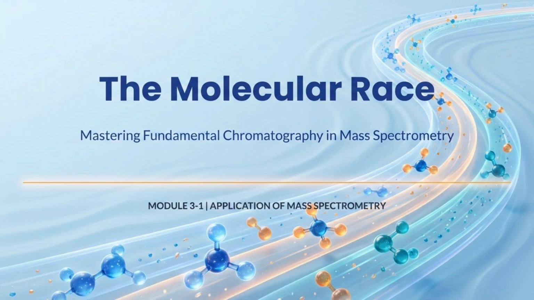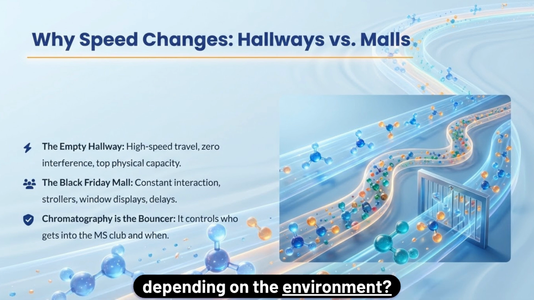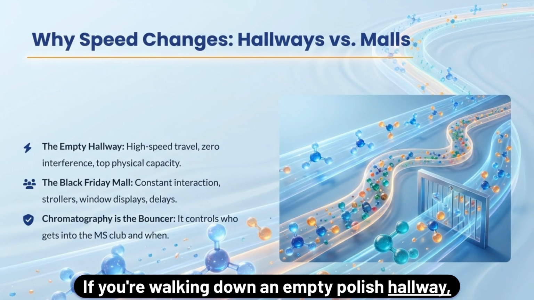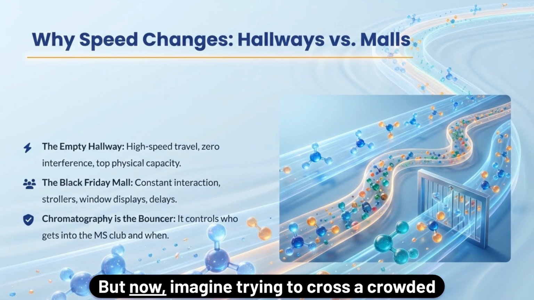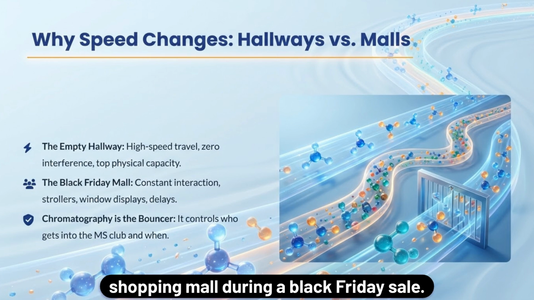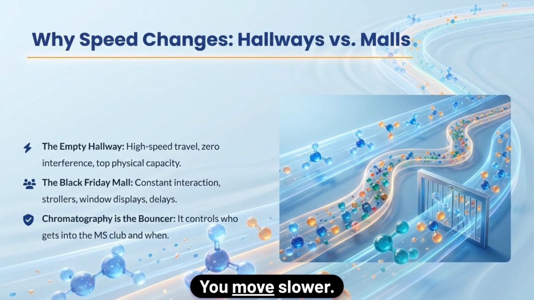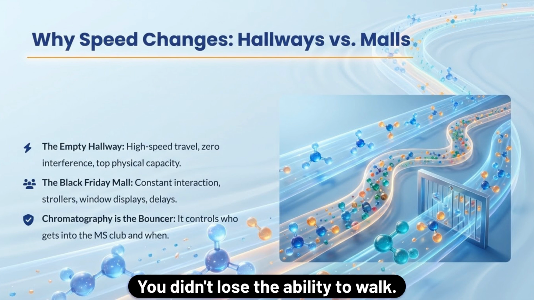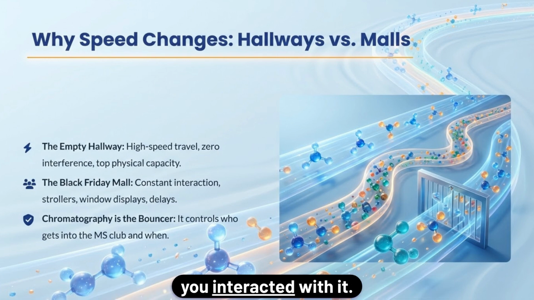Let's get started. Have you ever noticed how your speed changes depending on the environment? If you're walking down an empty, polished hallway, you're hitting your top speed, no problem. There's nothing in your way. But now, imagine trying to cross a crowded shopping mall during a Black Friday sale. Suddenly, you're dodging strollers, you're getting distracted by window displays. You move slower. But here's the key. You didn't lose the ability to walk. Your physical capacity to move didn't change. What changed was the environment and how you interacted with it.